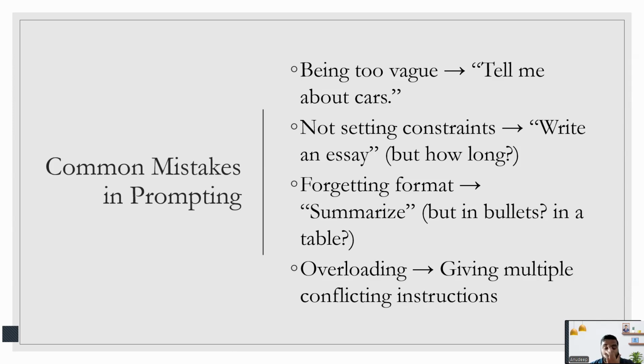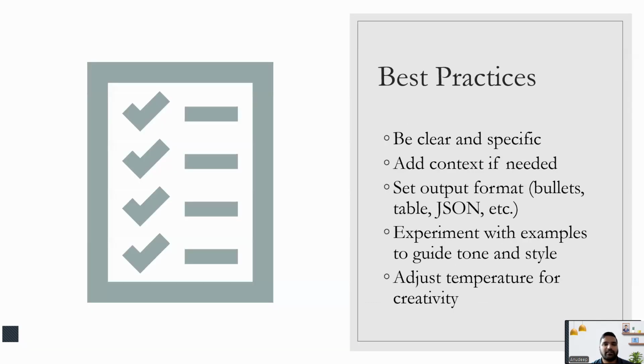Also, what if you're overloading your prompt with conflicting things? For example, I wanted to visit China, but tell me the places that I can visit in India. So your LLM is bound to be confused about whether you wanted to visit China or you wanted to look into Indian places that you want to visit, right?